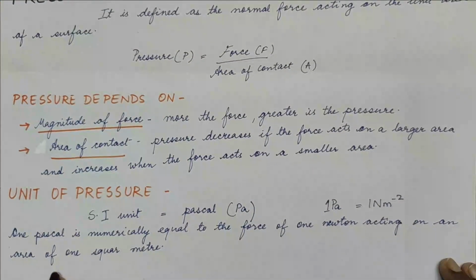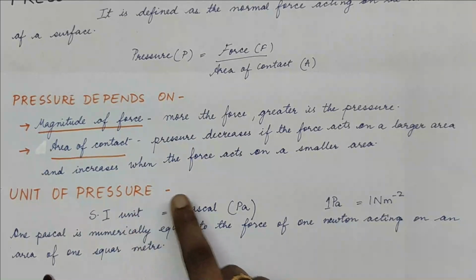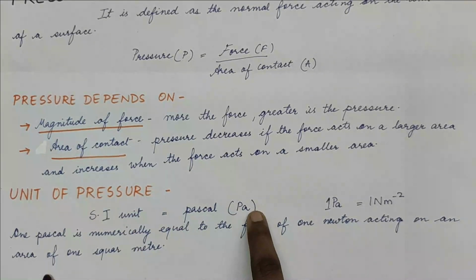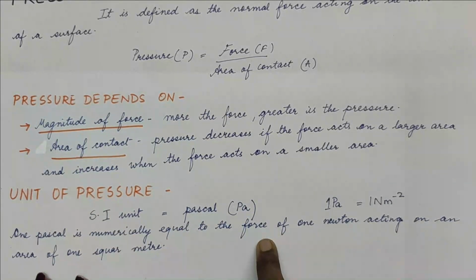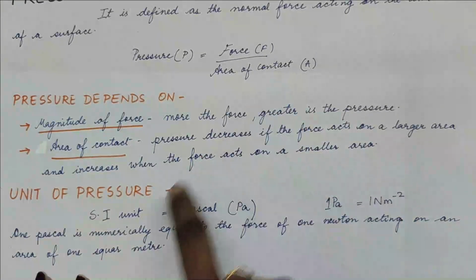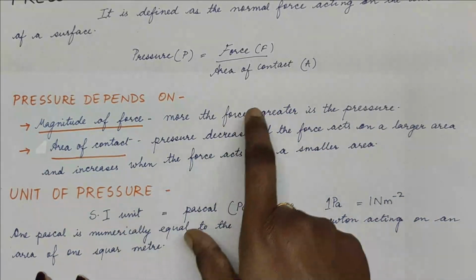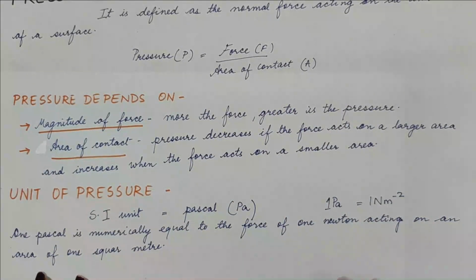Now what is the unit of pressure? The SI unit of pressure is Pascal, or Pa. It is denoted as Pa, and it is numerically equal to the force of 1 Newton acting on an area of 1 square meter, because force is taken in Newton and area in square meter.